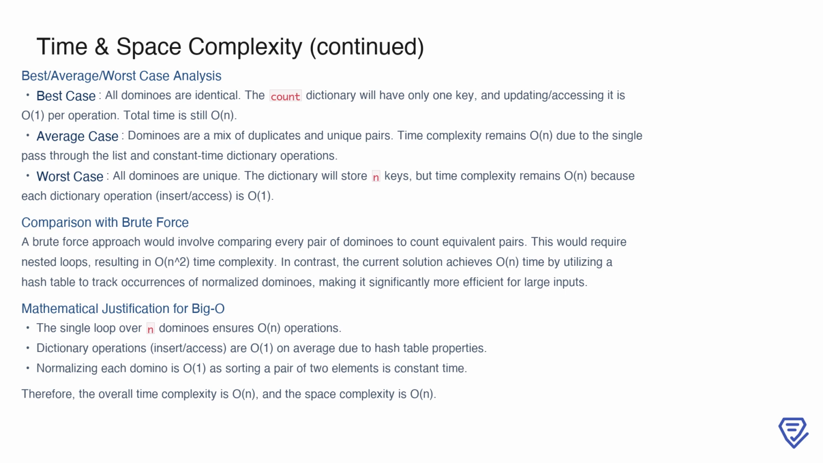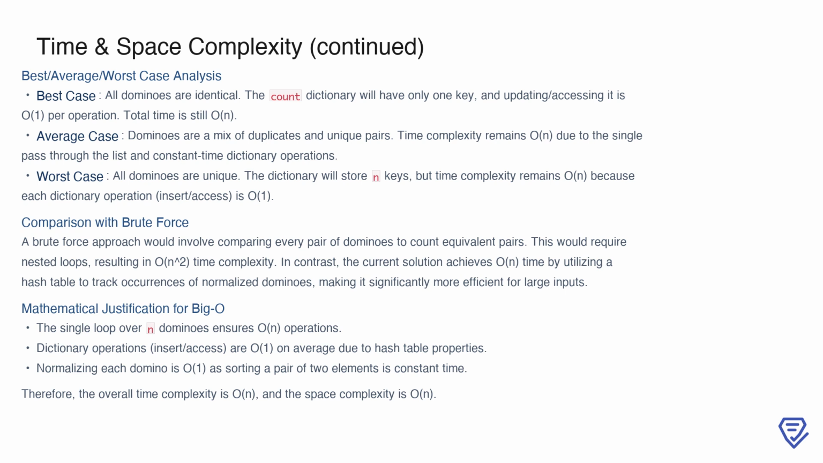Updating and accessing a single key is O(1) per operation, and the total time remains O(n) because of the single pass through the list. In the average case, where dominoes are a mix of duplicates and unique pairs, the time complexity still remains O(n), as the dictionary operations remain efficient. The worst case occurs when all dominoes are unique, leading to n unique keys in the dictionary. Even in this case, each operation on the dictionary is O(1) on average, so the total time complexity remains O(n).